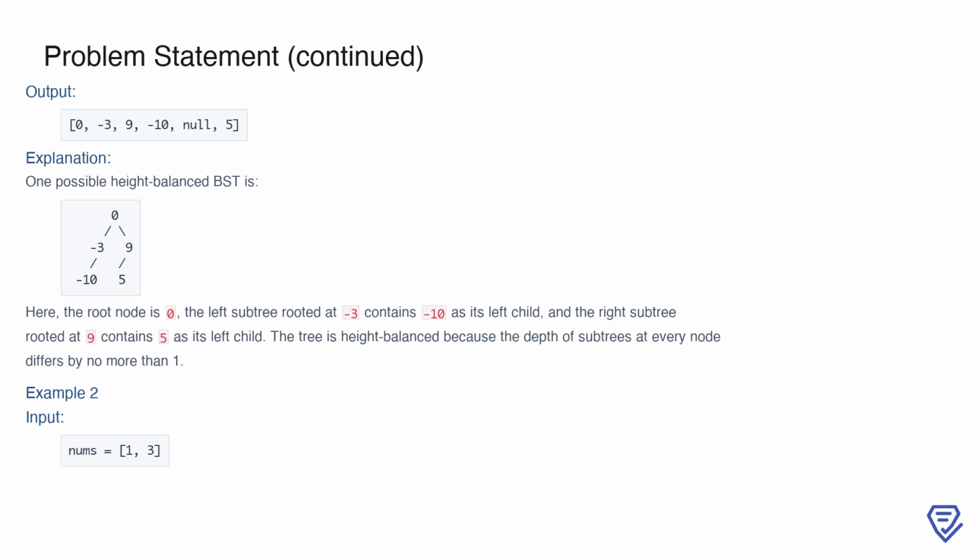Notice how the tree satisfies the height-balanced condition because the depth difference between the left and right subtrees of every node is at most 1. The output representation of this tree as an array would be 0, -3, 9, -10, null, 5, where null indicates the absence of a child.